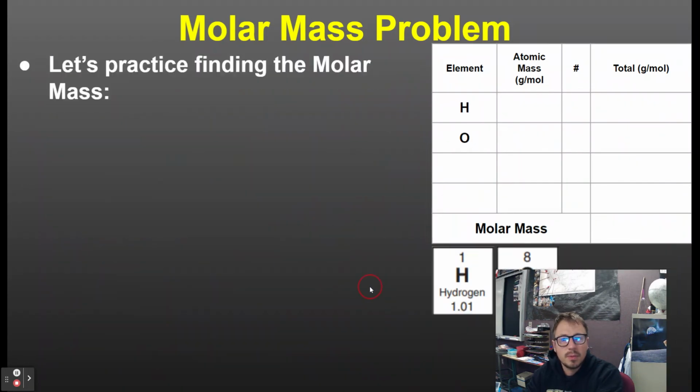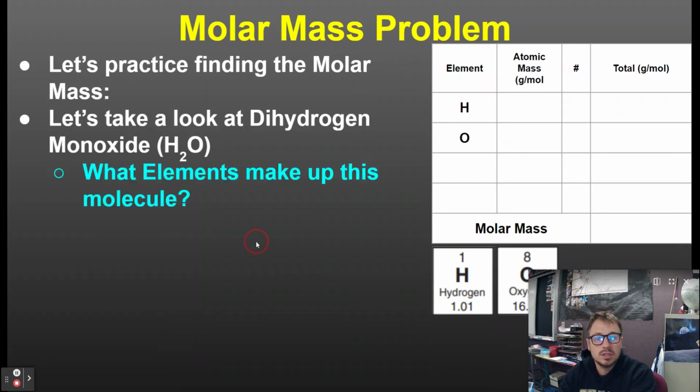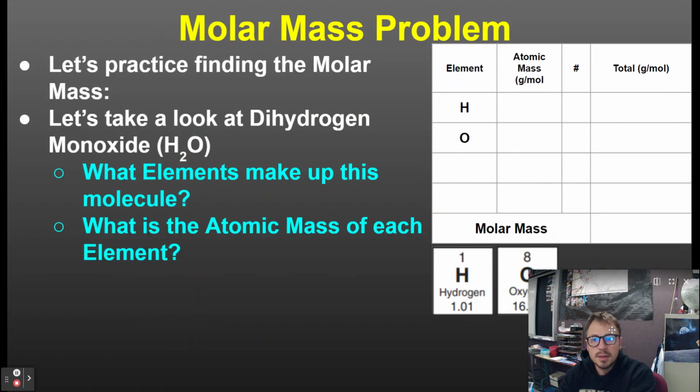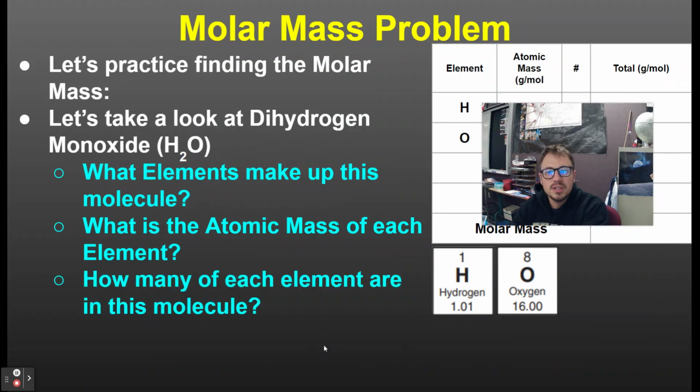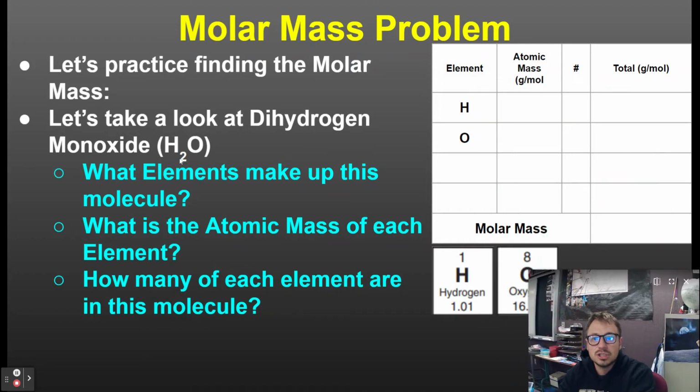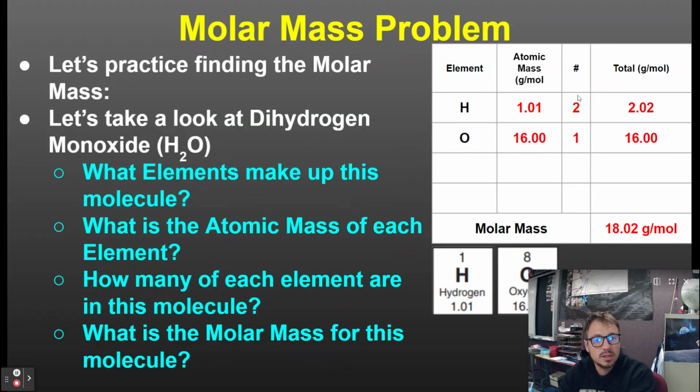So let's get some more practice, right? Let's take a look at dihydrogen monoxide, also known as water. So what elements make up this molecule? Well, it's going to be hydrogen and oxygen. What is the atomic mass of each element? You can see here that hydrogen is 1.01, oxygen is 16. How many of each element are in this molecule? I've got H2O. I have 2 hydrogens and 1 oxygen. So now we can use this to calculate the molar mass of this molecule.